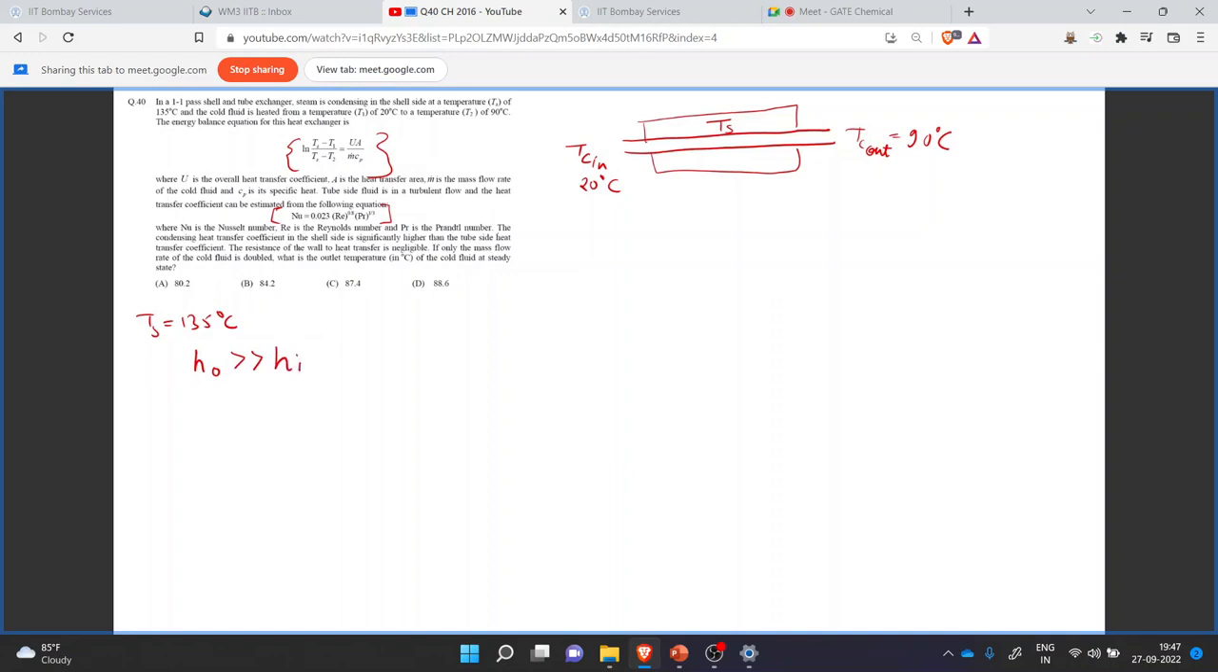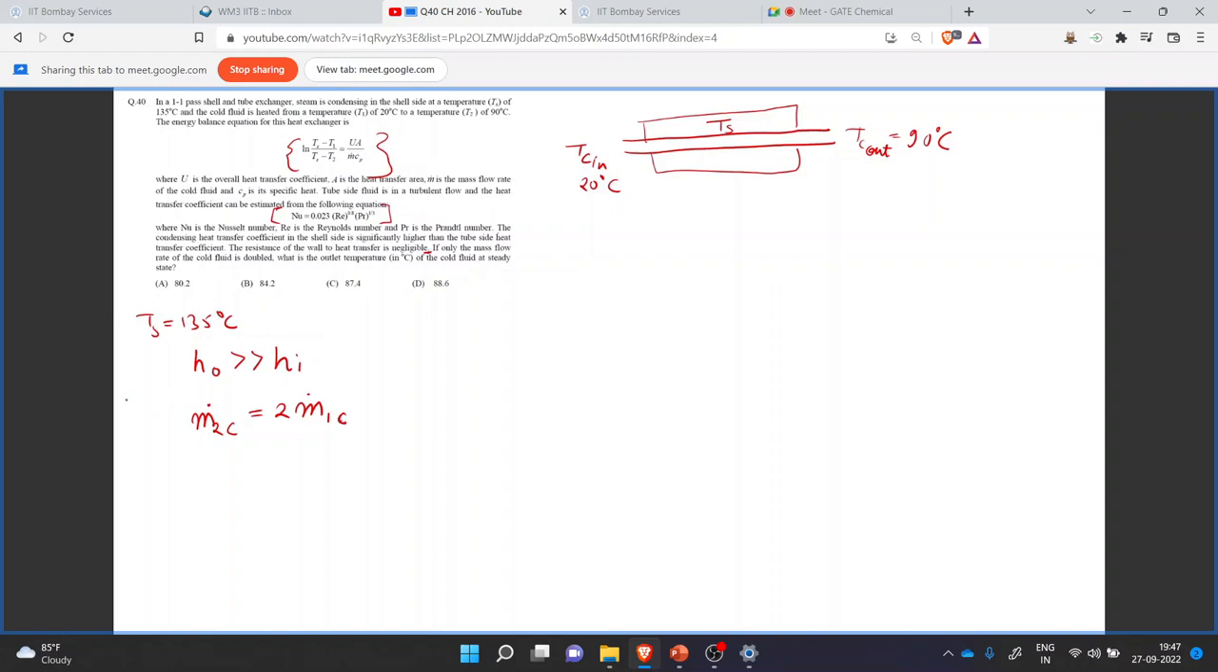And the resistance of the wall to heat transfer is negligible. Okay, so consider the case where the mass flow of the cold fluid is doubled. Therefore, in the second case, the mass flow rate m2 of the cold fluid is twice the cold fluid mass flow rate in the first case. So this is all the information we have been given.